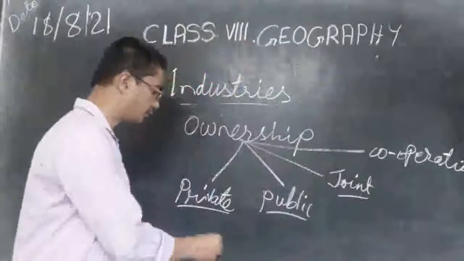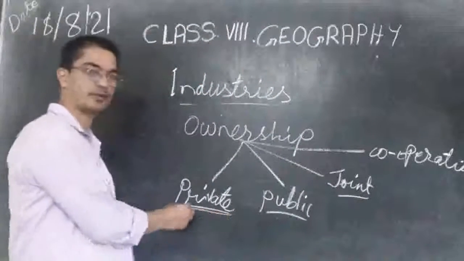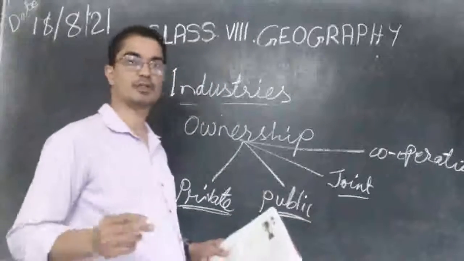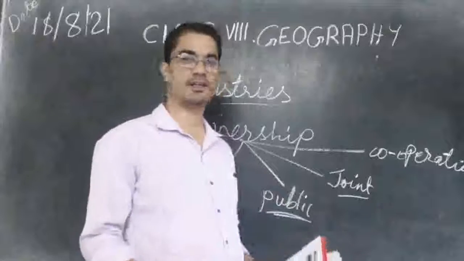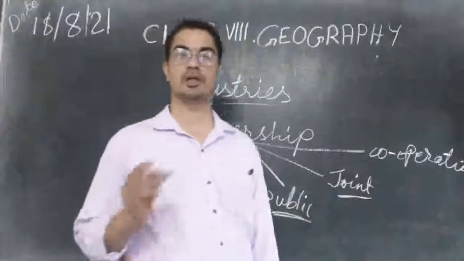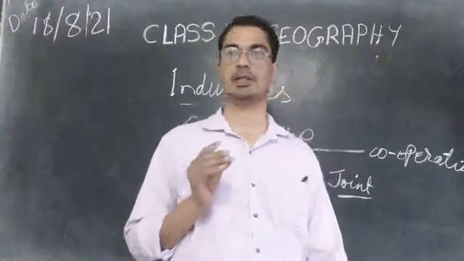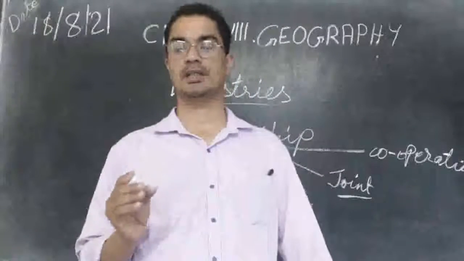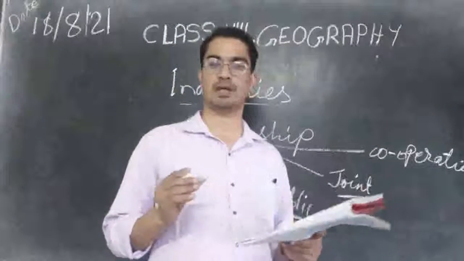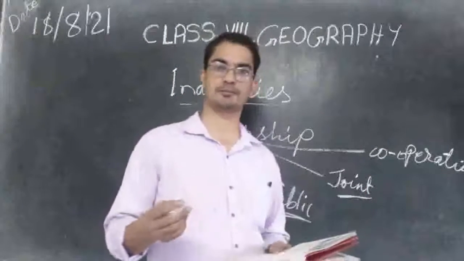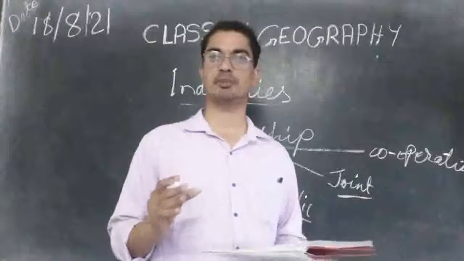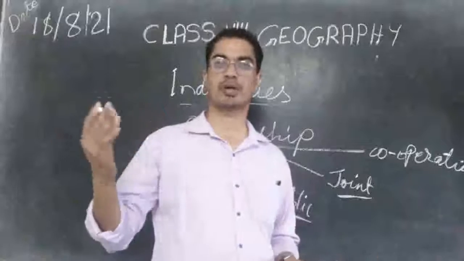Some people from the private sector and some from the government join together and start an industry. That is called a joint industry. It is run together by the private people and the government officers. They work together and form a company. Why do they work together? It is maybe because the government does not have enough money. So the government will invite some private people.